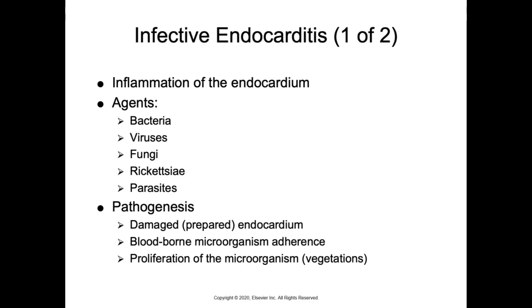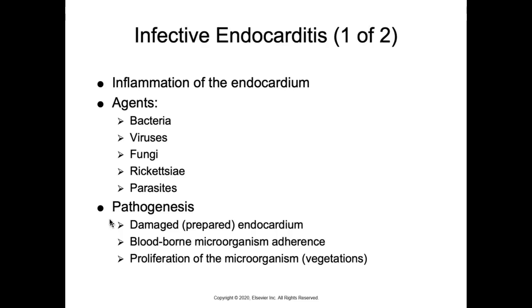Lastly, on this topic, we have infective endocarditis, which is just going to be an inflammation of the endocardium. And there are several agents that cause this to take place. And they're going to invade and colonize within those endocardial tissues. So those could be bacteria, viruses, fungi, rickettsia, and parasites. Now, the pathogenesis here can begin with damaged or prepared endocardium, meaning that there's been some type of endocardial damage due to trauma, or maybe there's a congenital heart disease or valvular heart disease, or we have prosthetic valves that affect the valves in the endocardium.